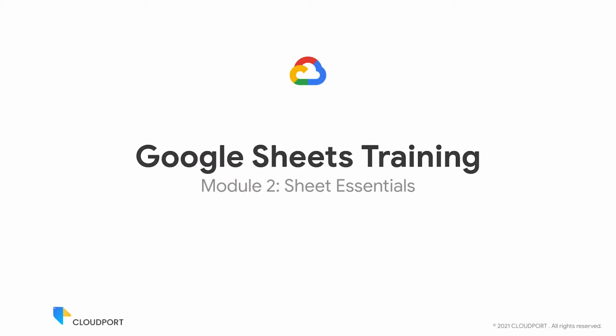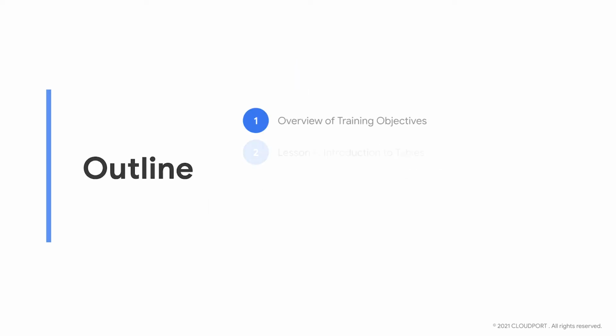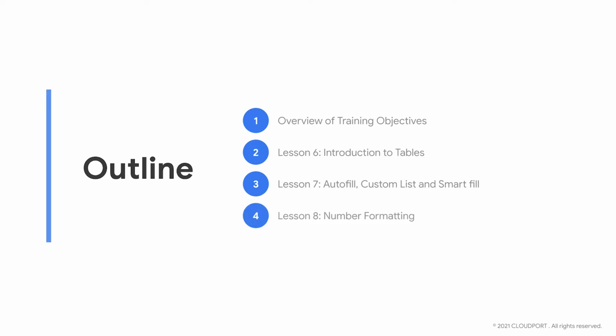and welcome to the second module in the Sheets training program. This module discusses essential Sheets features. We will start off with an overview of the training objectives. We'll be introduced to tables in the first lesson for this module. In the next lesson, we'll take a look at autofill, custom list, and smart fill. And finally, we'll discuss number formatting in lesson 8.